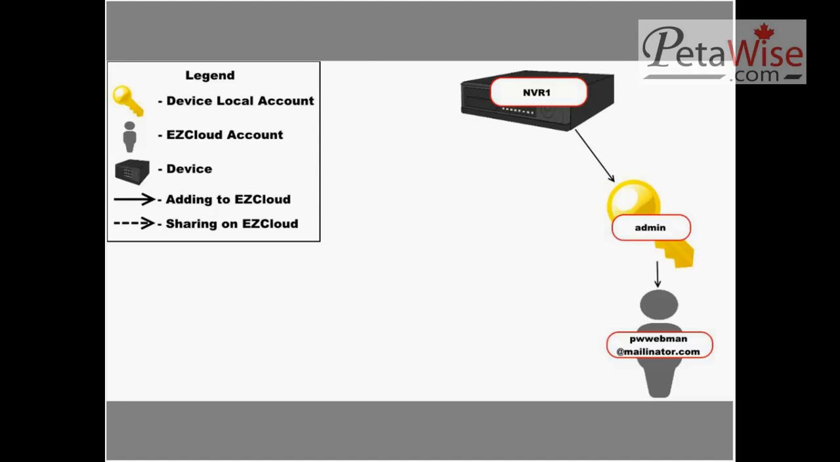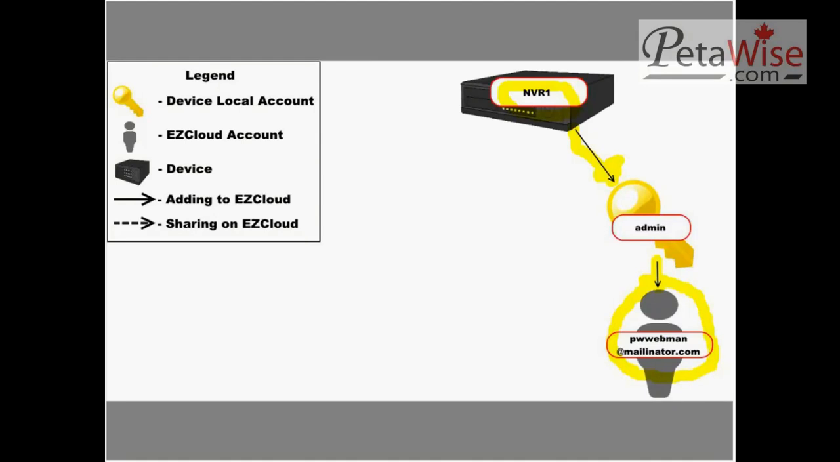So we have our NVR1, we have our NVR. On our NVR, what we need to know is that there is an admin account that's on the NVR by default. And when we add the device to EasyCloud, we get access to that admin account. And that's really the status that our NVR is in right now. Our manager has access to the admin account on NVR1, our manager's EasyCloud account. You see the person here is the EasyCloud account.